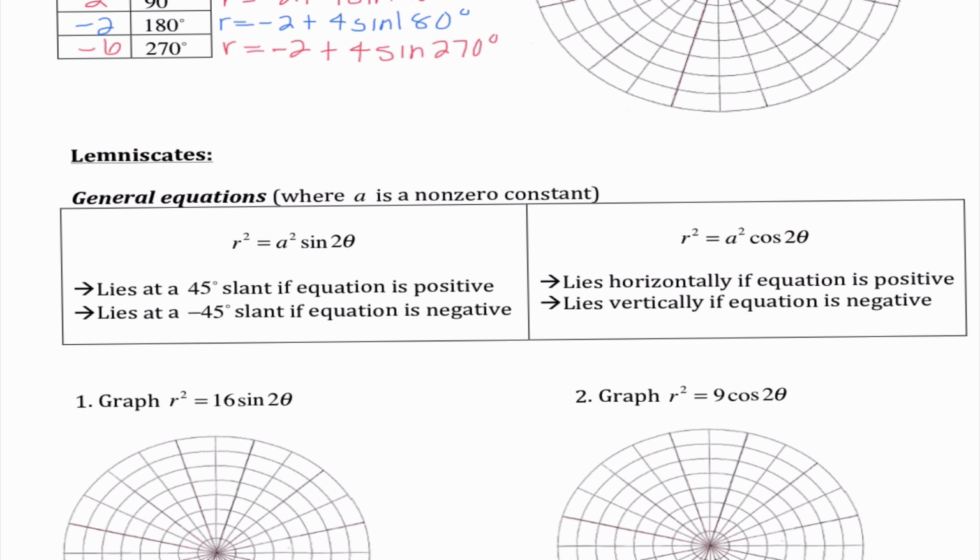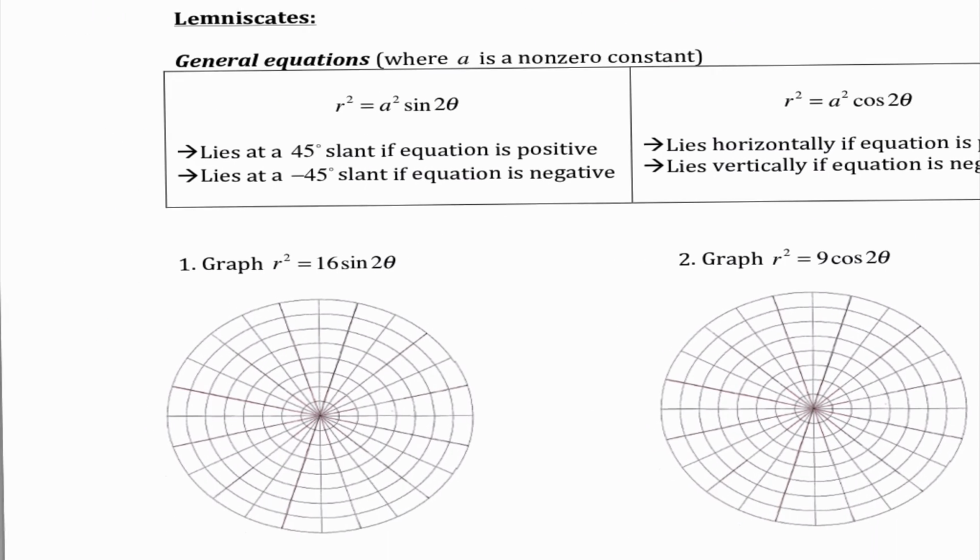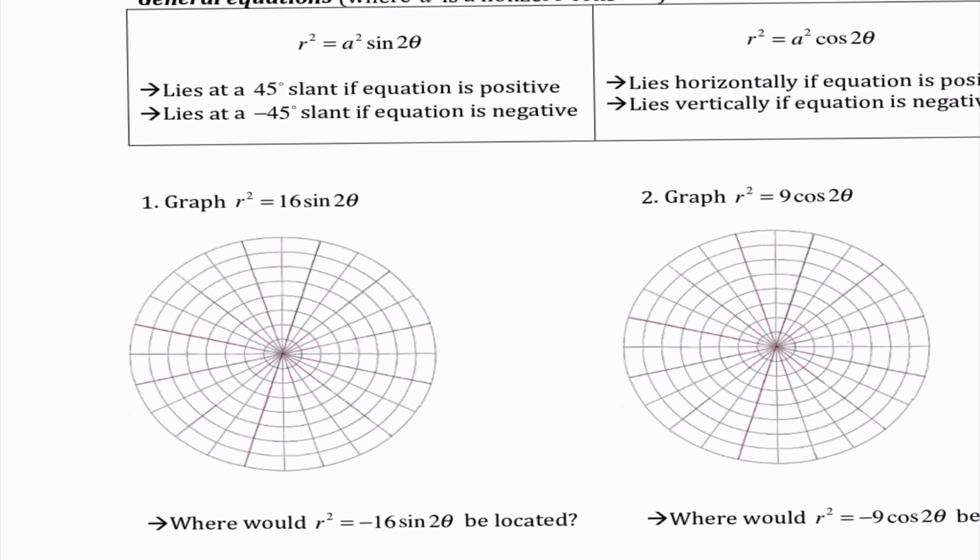If it is cosine, it's either going to be horizontal or vertical. If it is horizontal, that means that this is positive. If it is vertical, it's because that is negative. And what we're going to see is these kind of look like bow ties. So the way that we're going to graph this, number 1 says r squared equals 16 sine 2 theta.